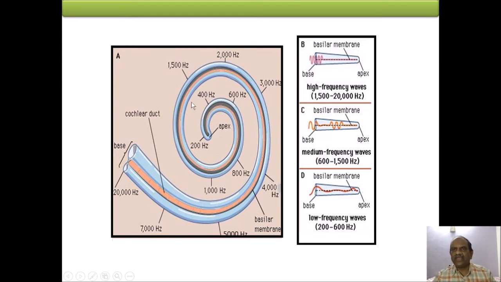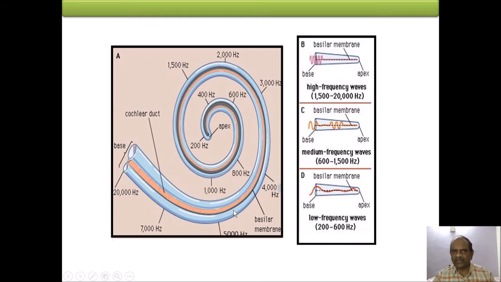And that's why, just consider here, the high frequency waves are propagated in the range of 1500 to 20,000 hertz. Coming to the basilar membrane, when the waves reach here, they cause the propagation of frequency waves between 600 and 1500 hertz. Similarly, low frequency waves are propagated at a distance of 200 to 600. You can see the change in the pattern of the frequency.